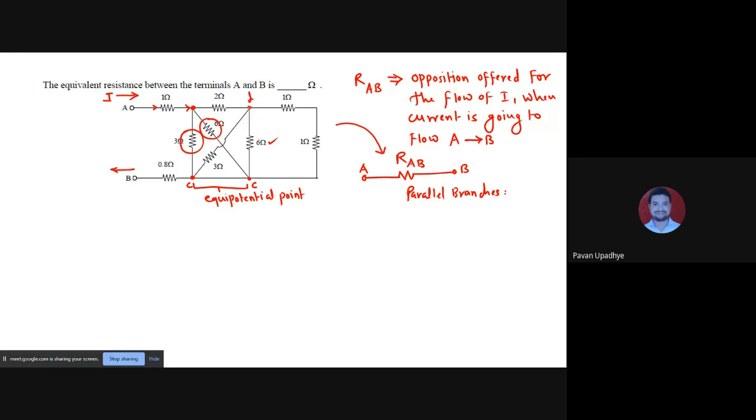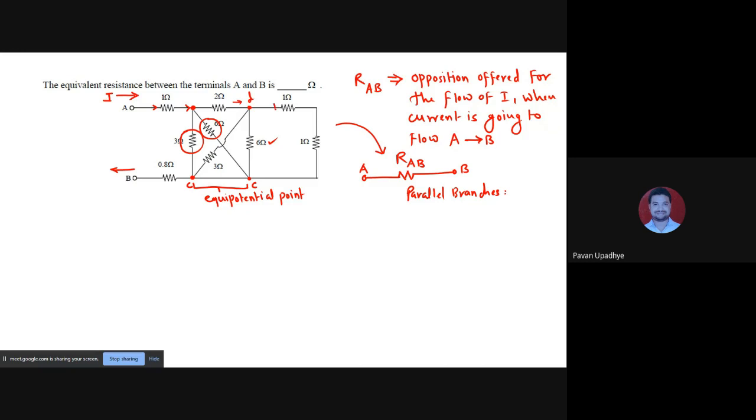let's come to this point. At this point, let us assume some current comes over here, and at this point current will divide. Now current will divide in 3 parts. One will go into this 3 ohm, the other will go into this 6 ohm, the third will go into this 1 plus 1 ohm. So let us look at which branches are in parallel.